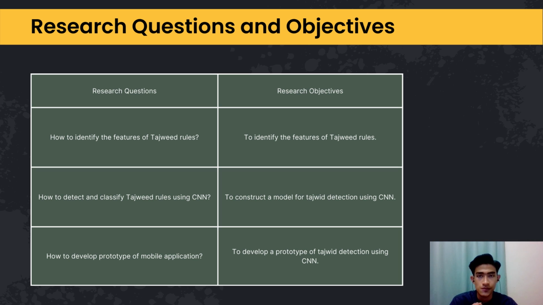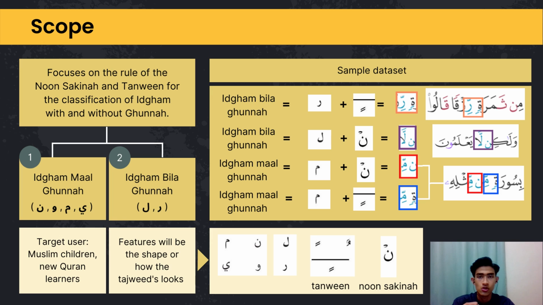For the research objectives, first is to identify the features of Tajweed rules. Second is to construct a model for Tajweed detection using CNN. And lastly, to develop a prototype of Tajweed detection using CNN. For scope, I'll be focusing on the role of the Nun Sakinah and Tanwin for the classification of Idgham bi Ghunnah and Idgham bila Ghunnah. So the target users will be Muslim children and new Quran learners.